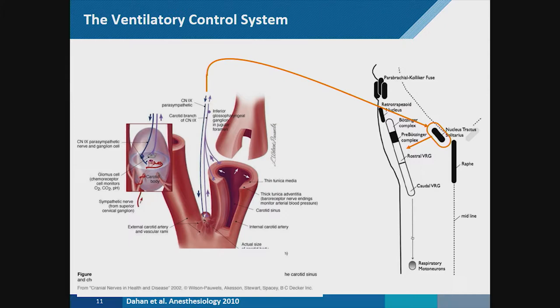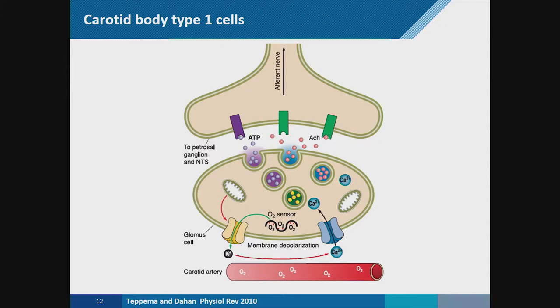But let's go back to oxygen sensing in this interesting organ. The organ has two cell types. There is the type 1 cell. It's this one. It's the oxygen-sensing cell. And there's the type 2 cell, which is a sustentacular cell, or a glia cell. And this is the important one. Oxygen sensing is extremely complex. And to be honest, there are various theories, and we do not really know how it works.